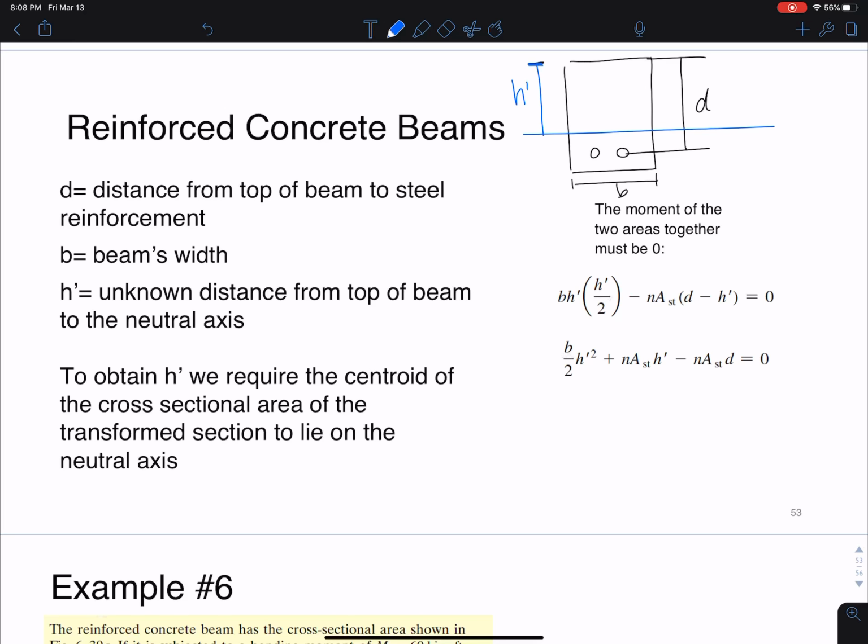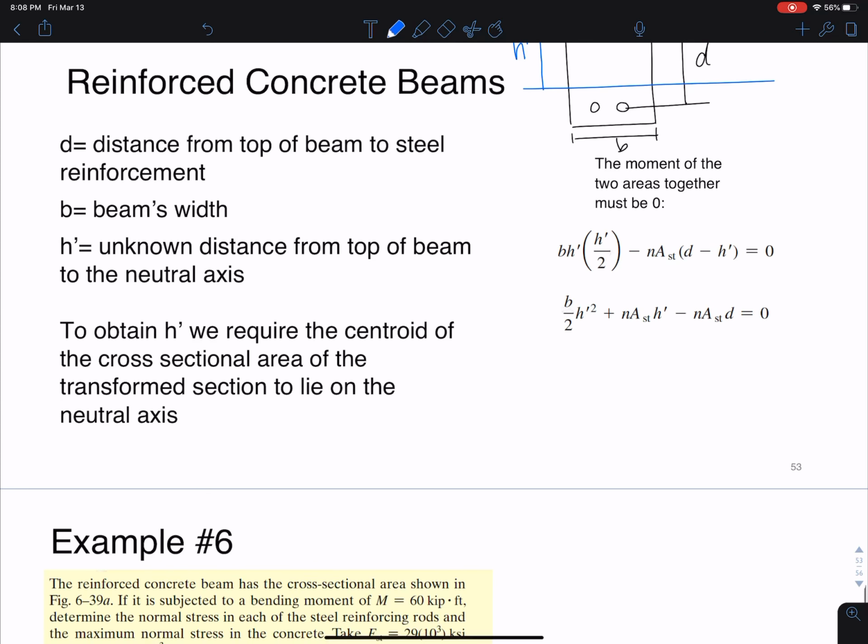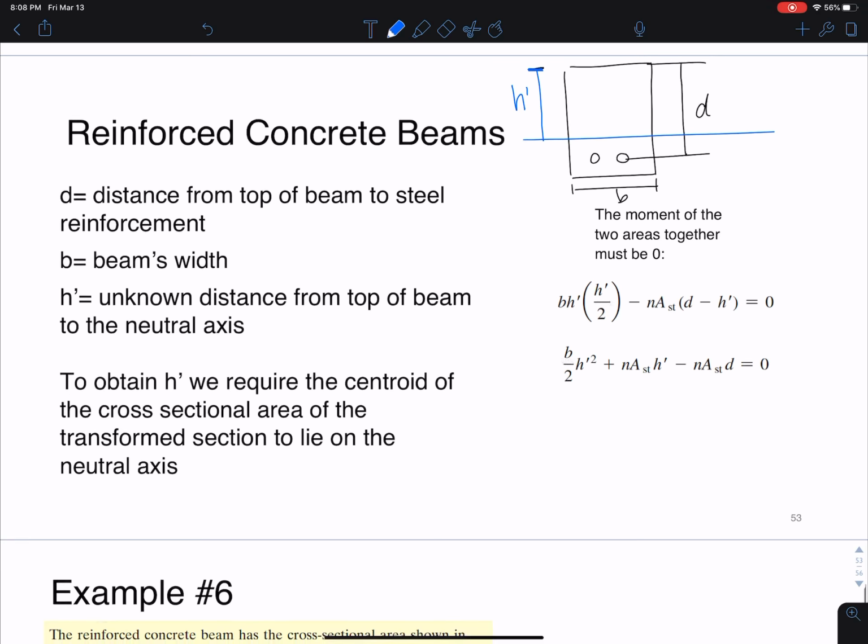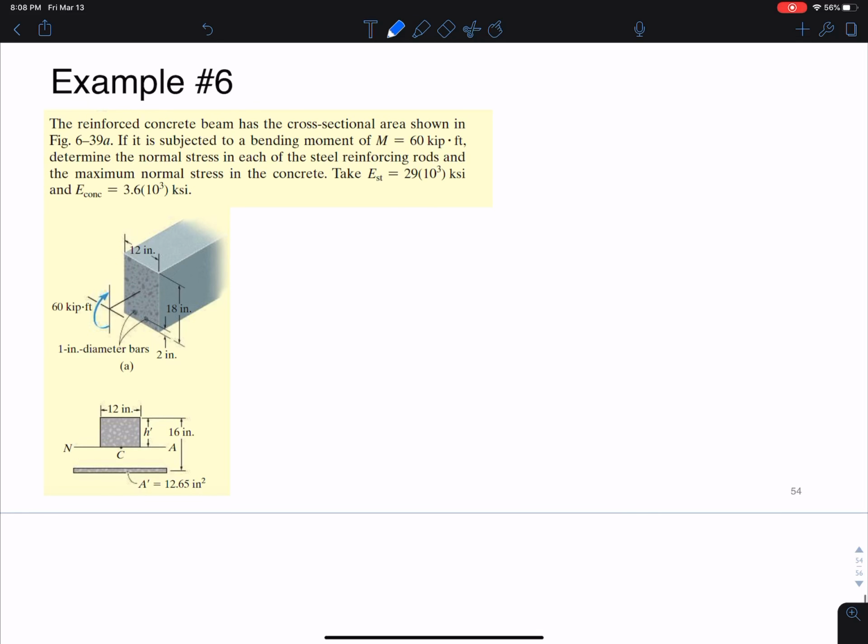We have to figure out what h' will give us the centroid of the cross-sectional area when we transform it. Okay, so we're going to do an example of this here, and hopefully that'll help you understand what we do with reinforced concrete beams.